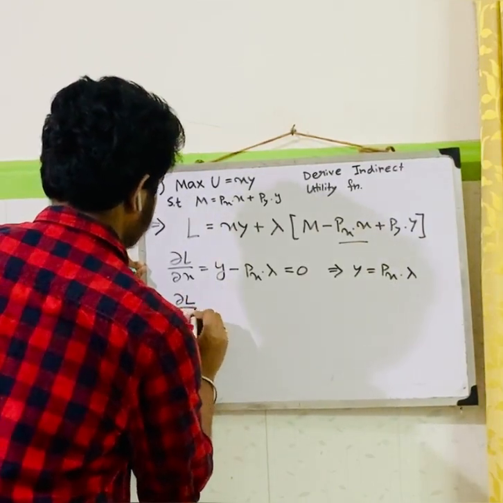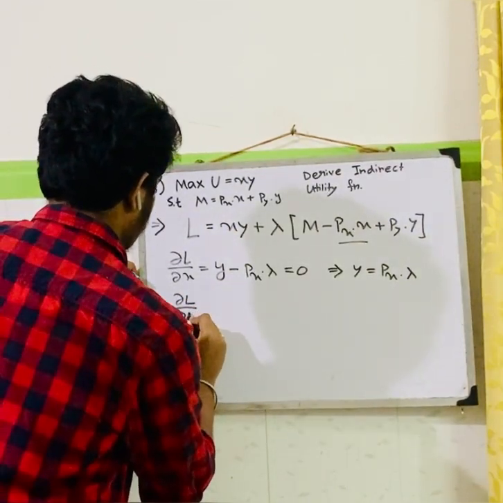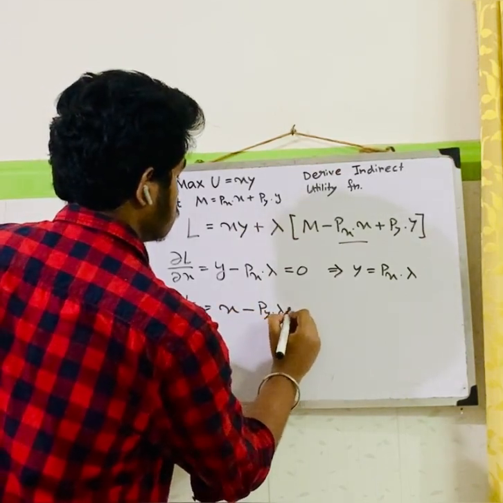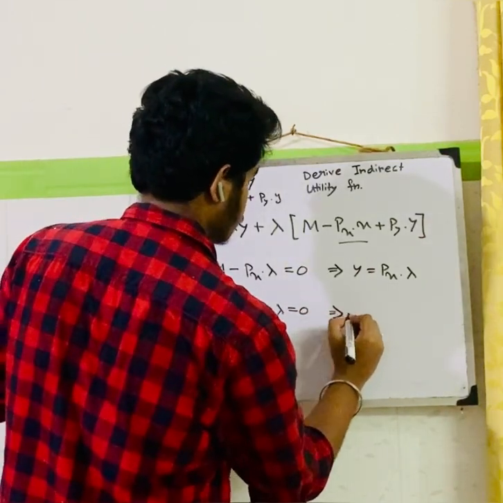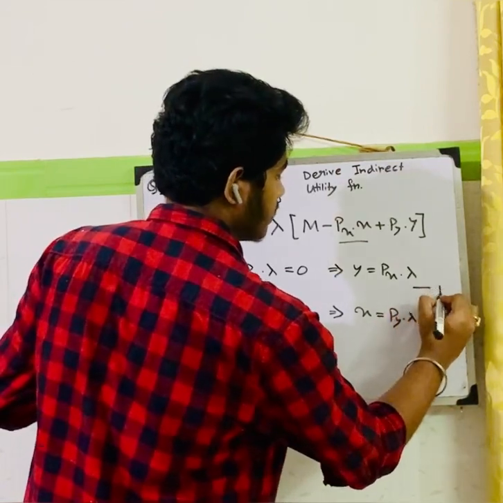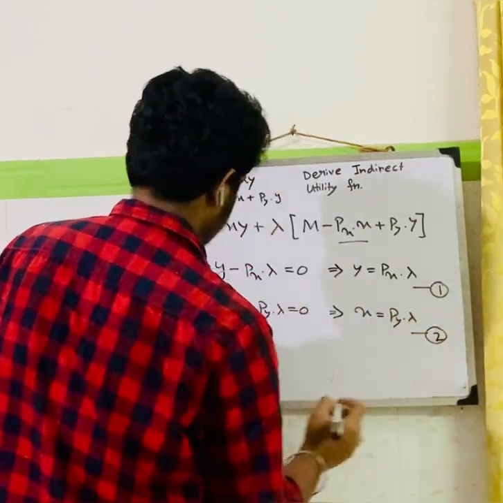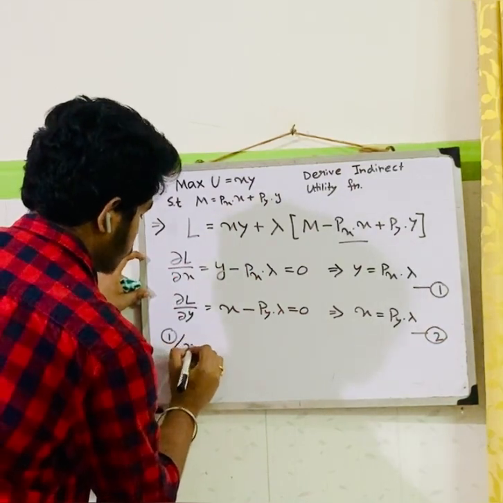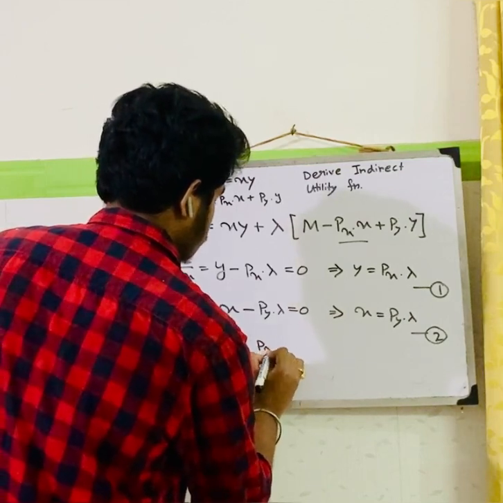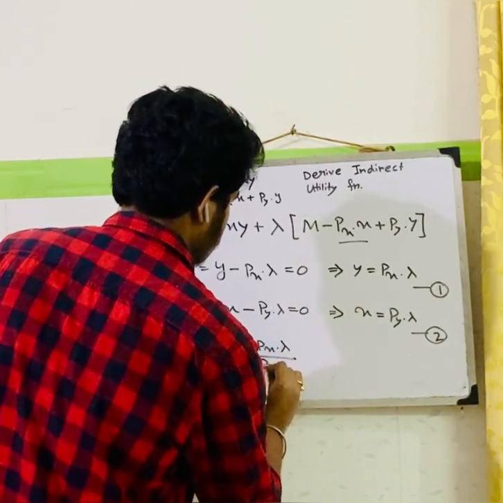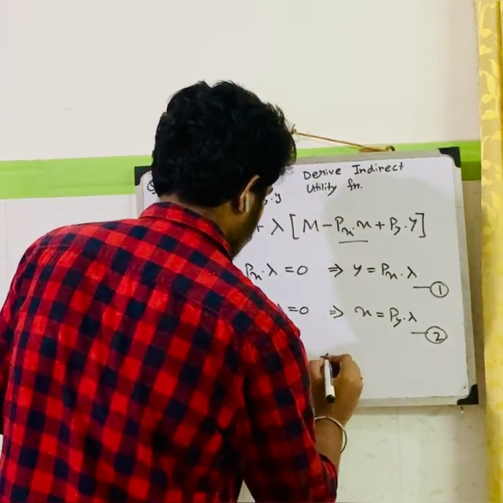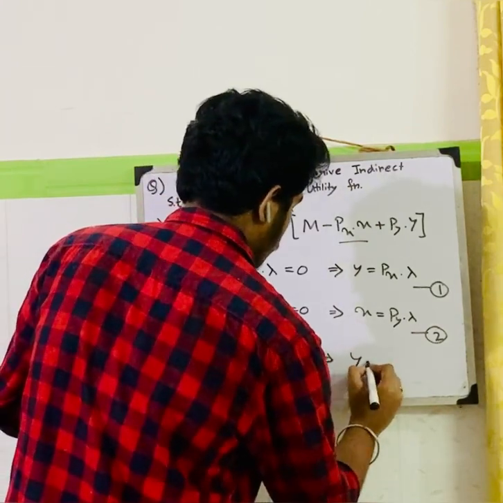And now we'll differentiate partially by y, so it will come to x equal to py lambda. Now I am taking this as equation 1 and this as 2. Now dividing 1 by 2, we get y by x equal to px into lambda by py into lambda. So this lambda gets cancelled and we get a relation between y and x.